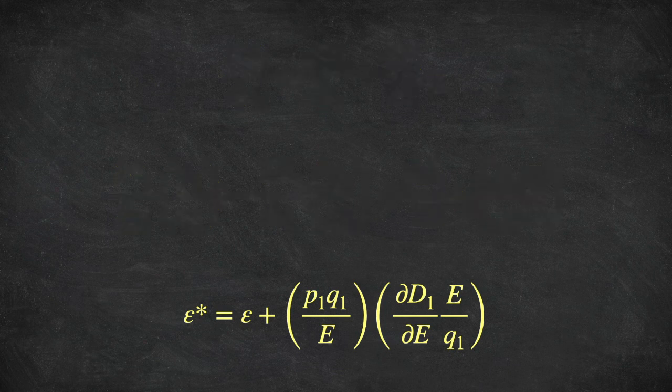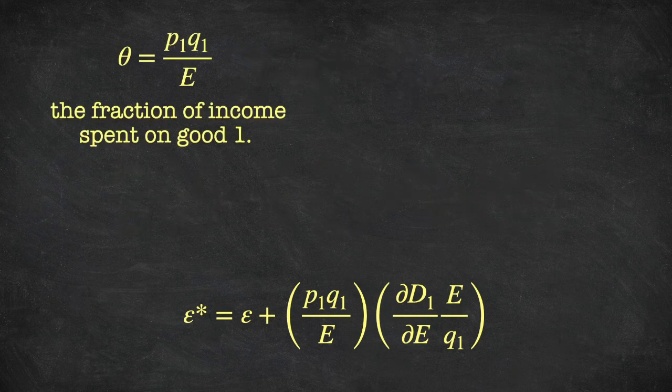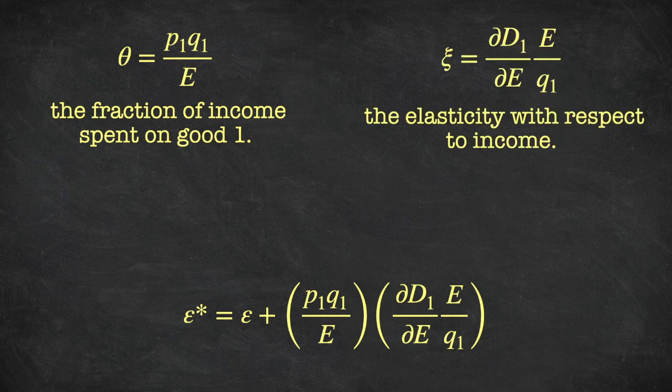So let's examine these terms. The first of these, P1 times Q1 over expenditure, we've seen this before, we labelled it theta, and it's the fraction of income that we spend on good one. Okay, so what proportion of our income do we spend on good one is theta in this case. And the second term is what we called psi, which is the elasticity of demand with respect to income.